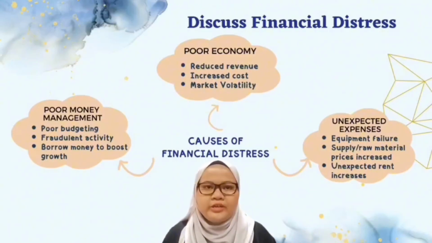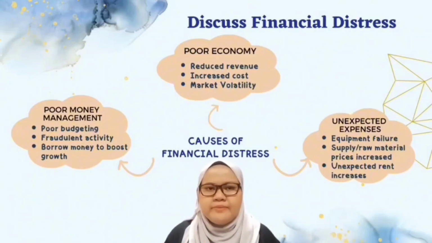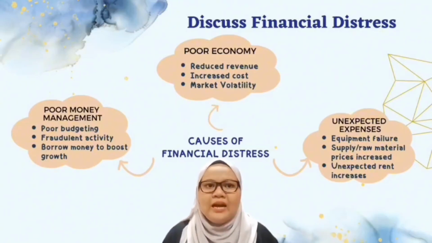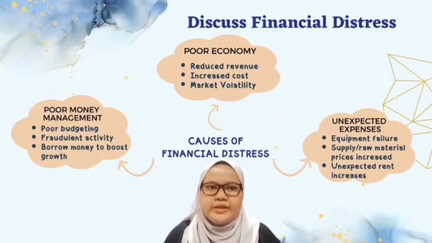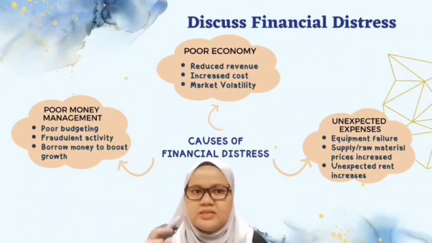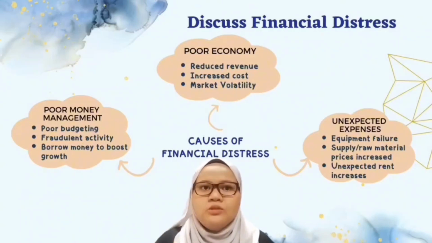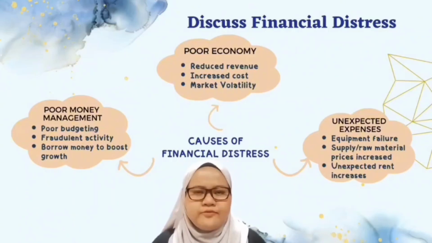Thirdly, unexpected expenses. Unexpected expenses for a company can include various costs, such as equipment failure, where a company may have to pay extra money to fix or replace broken equipment. Other than that, a supply or raw material price increase can cause a company to overspend its money, which may impact its profits. Last but not least, an unexpected rent increase can also cause a business to incur significant costs.